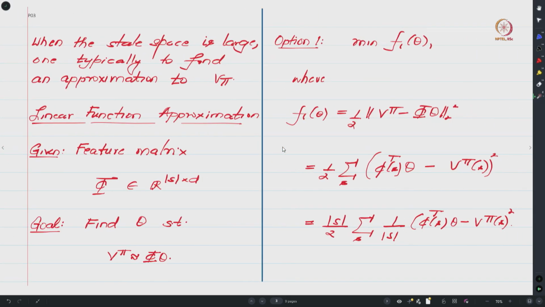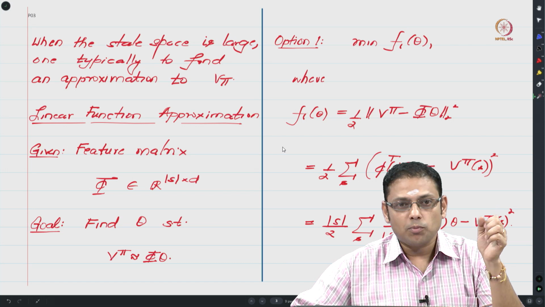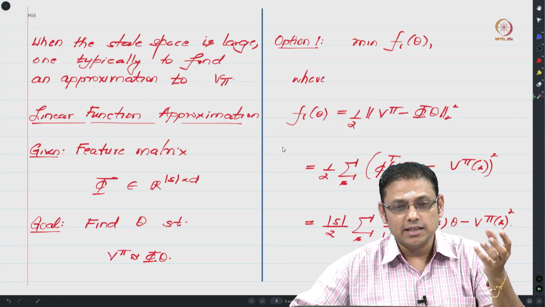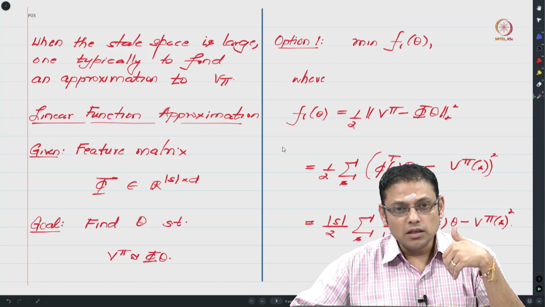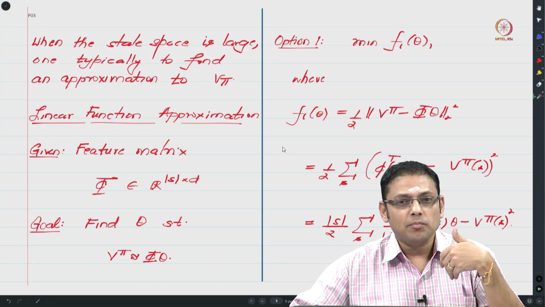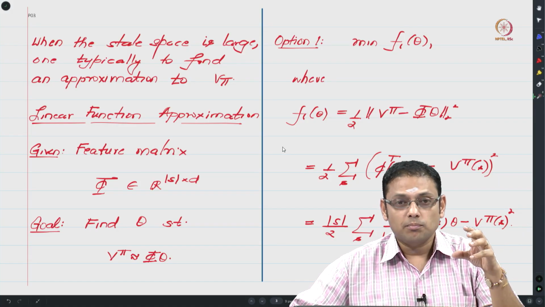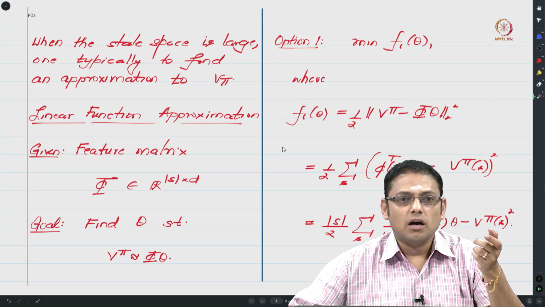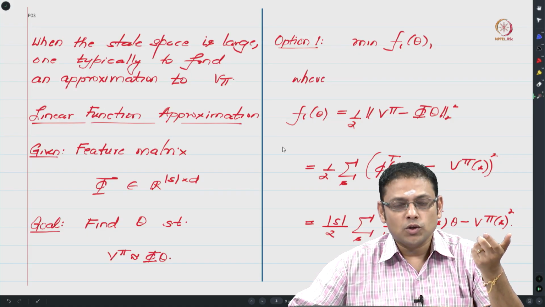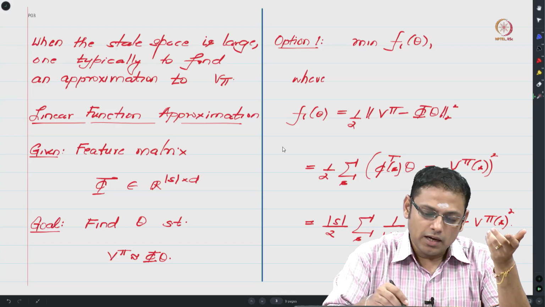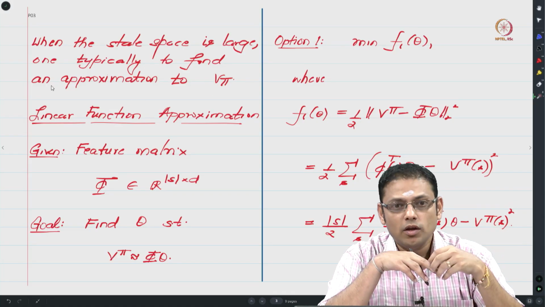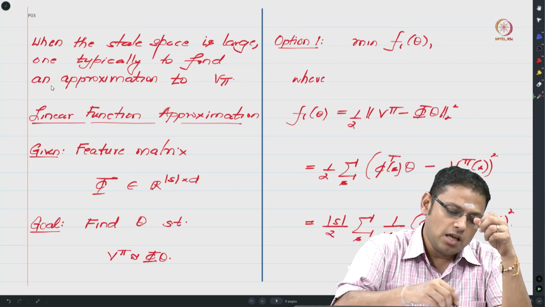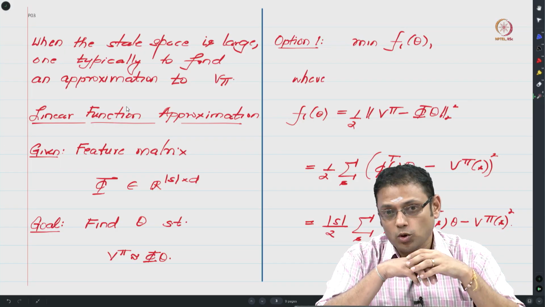Is this okay? Now one of the real world problems of reinforcement learning is to evaluate how good a policy is, but the challenge is that often the state space may be very large. Sometimes the state space could be continuous, in which case the state space will actually be infinite. In such a situation the goal is, instead of trying to find V pi, can we find an approximation to V pi itself? One of the simplest ways to come up with such an approximation is what is known as the linear function approximation.